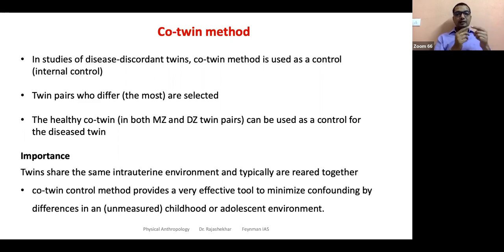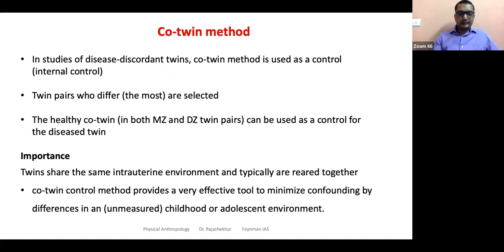Because of the unmeasured differences, the ones we cannot measure in childhood or adolescent environment. So small differences in them may show the problems, which is visible in co-twins, but not in the concordant twins. So why are some twins discordant with each other? There must be some difference to it. The difference can be felt in the disease discordant twins, but not the identical twins.